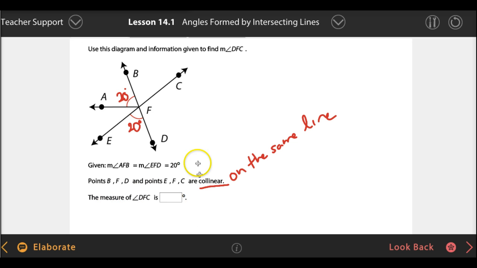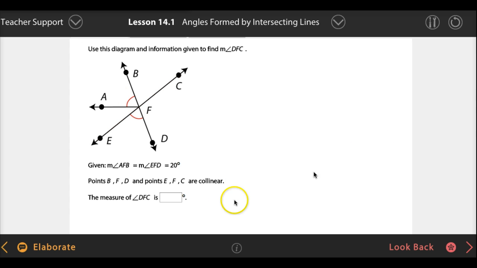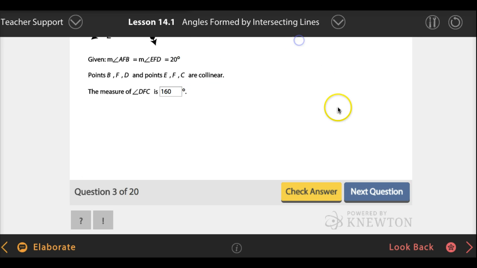So what's the measure of DFC? This angle over here. If this is one straight line, then obviously this plus that is going to be what? This is what we call a linear pair, okay? Because this is a straight line. And so when you add measure of angle 20 and the measure of this angle over here, it's supposed to add up to be what? 180 degrees. So 20 plus what, or you could say x, is equal to 180. So we know that x is 160 degrees. So let's go ahead and put 160 degrees so I can show you that that is the correct answer, okay?